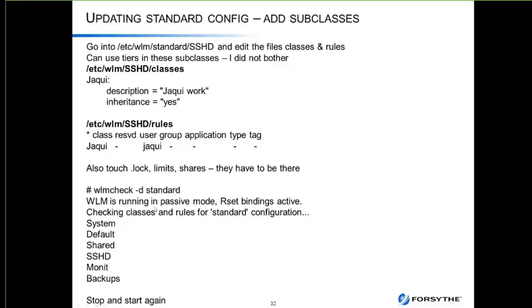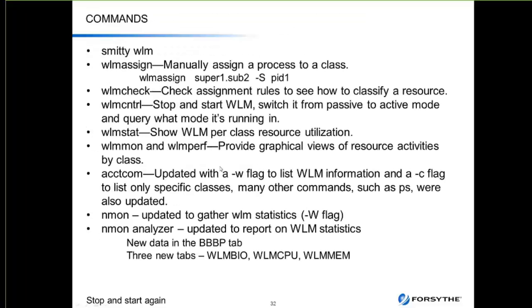Then I used wlmcheck to check that I hadn't screwed it up. So it told me WLM is running in passive mode, and it checked all my classes and rules. Then I stopped and started WLM. So let's talk about some of the commands. I tend to do everything with the line commands because they're easy, but you can go into SMIT and start WLM.